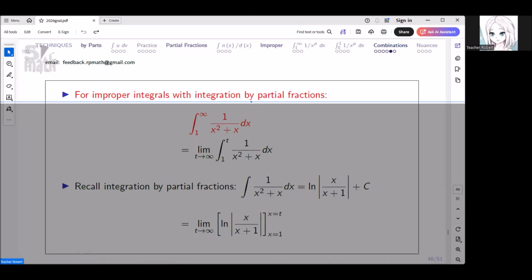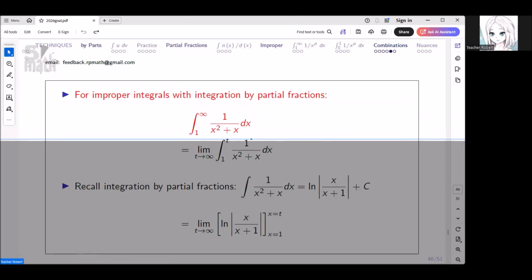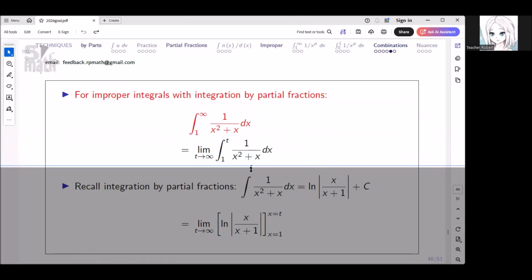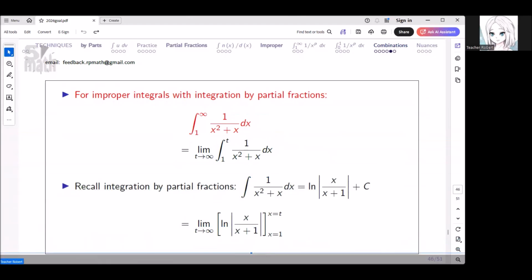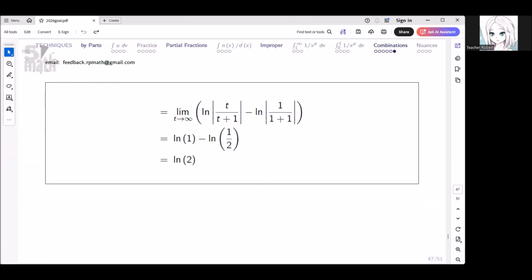For improper integrals with partial fractions, integral 1 to infinity 1 over x squared plus x dx. We get the following. We recall integration by partial fractions. And we get these calculations.